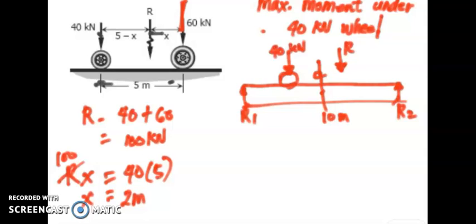Then this is our 60 kilonewton. So this is actually the distance. We have solved this X. This is our X, and this is equal to 2 meters. So therefore, if that is 2 meters, the span of this is 5. So therefore, this one is 3.